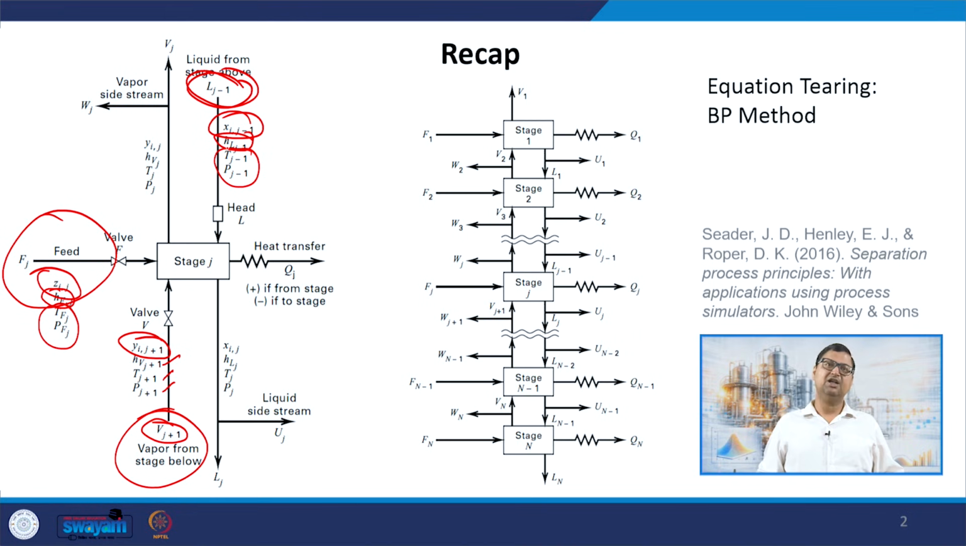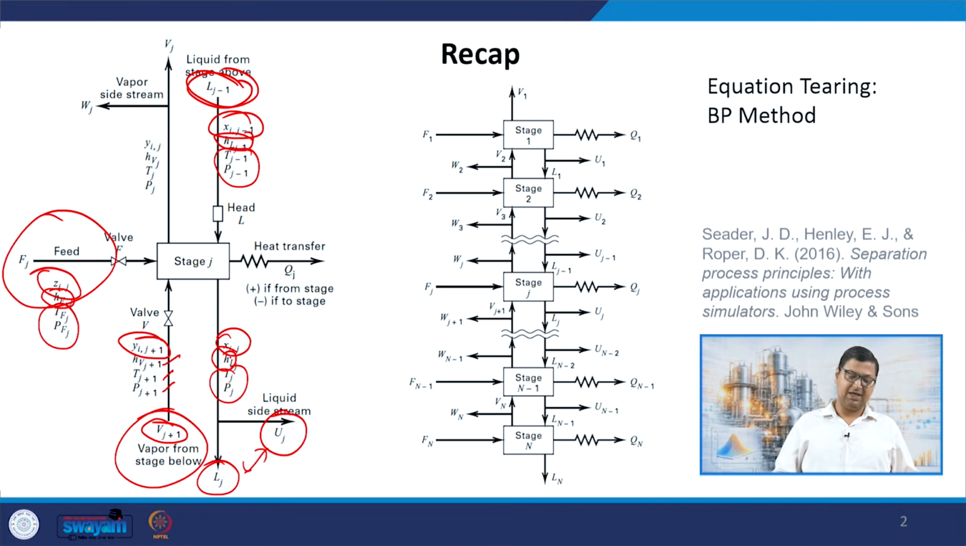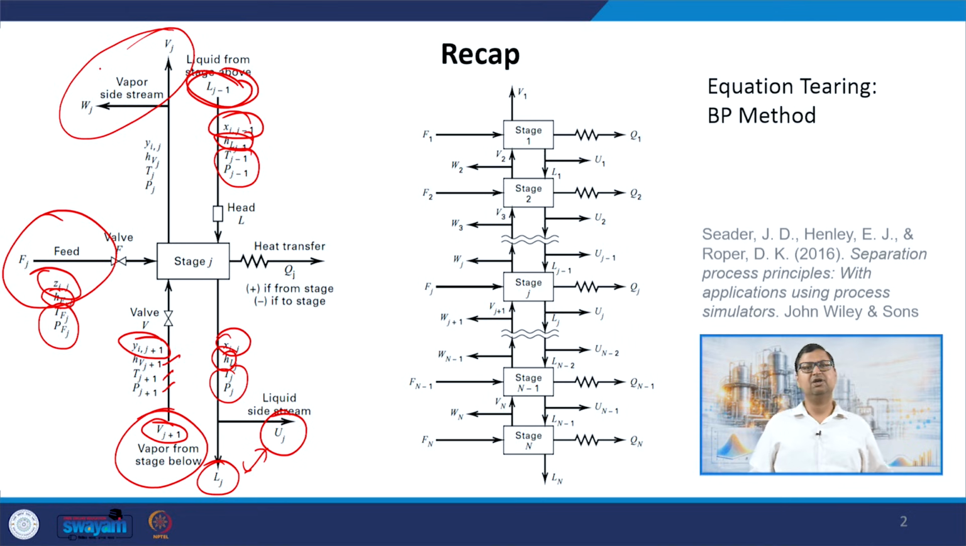And what leaves from the stage J is the liquid stream going down, again with a molar flow rate of Lj. Along with that, we also have a side stream that is purged from the liquid going down, and both of these streams are going to have some mole fractions xij of different components, the enthalpies and temperatures and pressure. And in a similar manner, there is a vapor stream and a vapor side stream going from the top, which again has some mole fraction y and some enthalpy and some temperature and pressure.